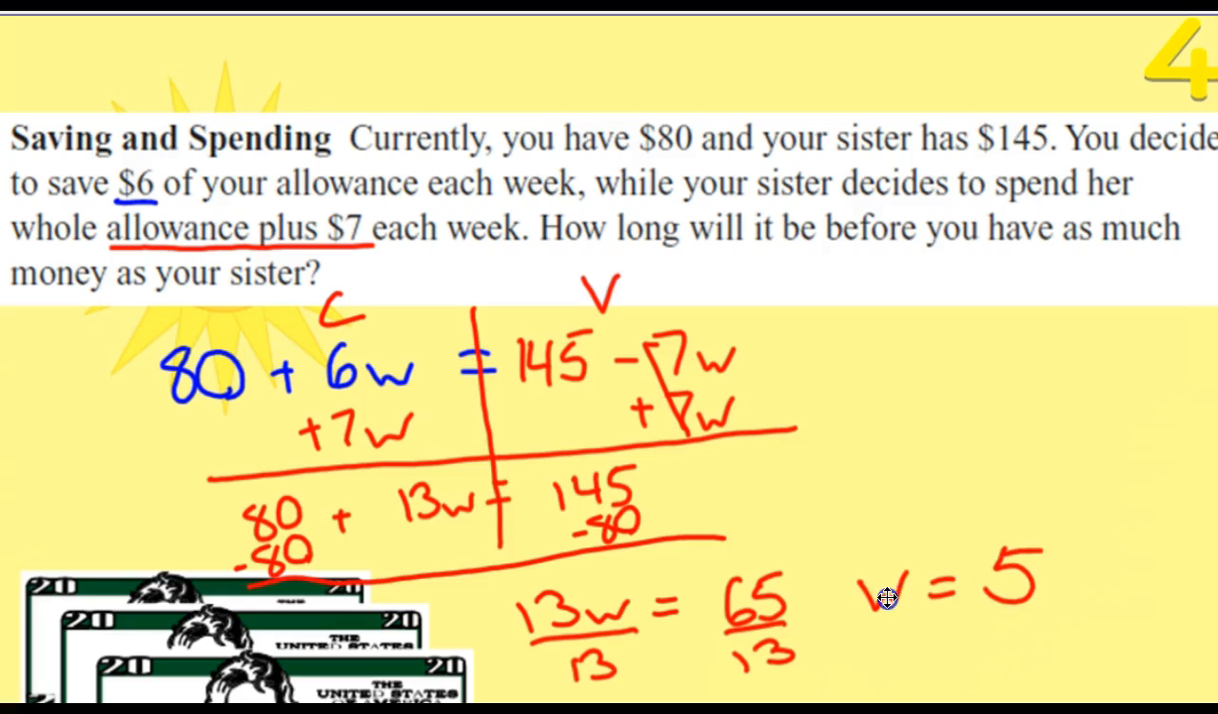Now remember, our W stood for weeks, so our 5 is going to be 5 weeks. So after you save for 5 weeks, and your sister's spending money for 5 weeks, you'll have the same amount of money for the both of you.